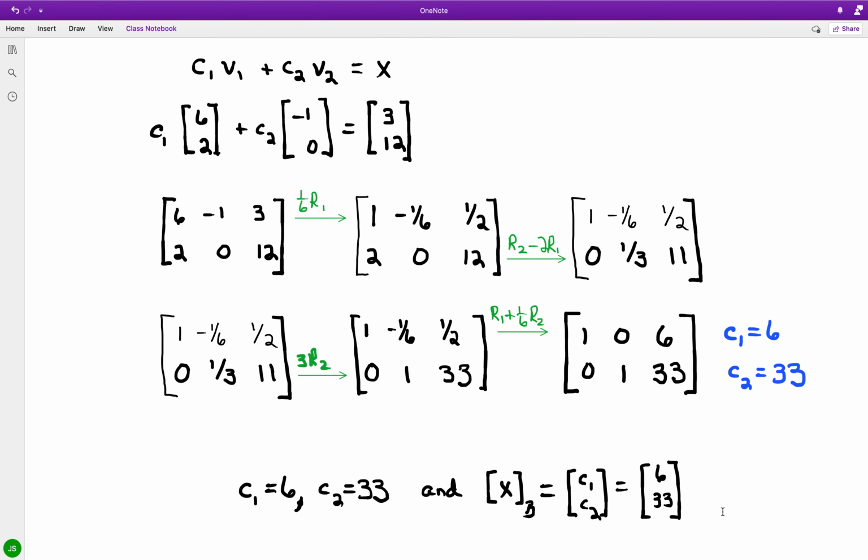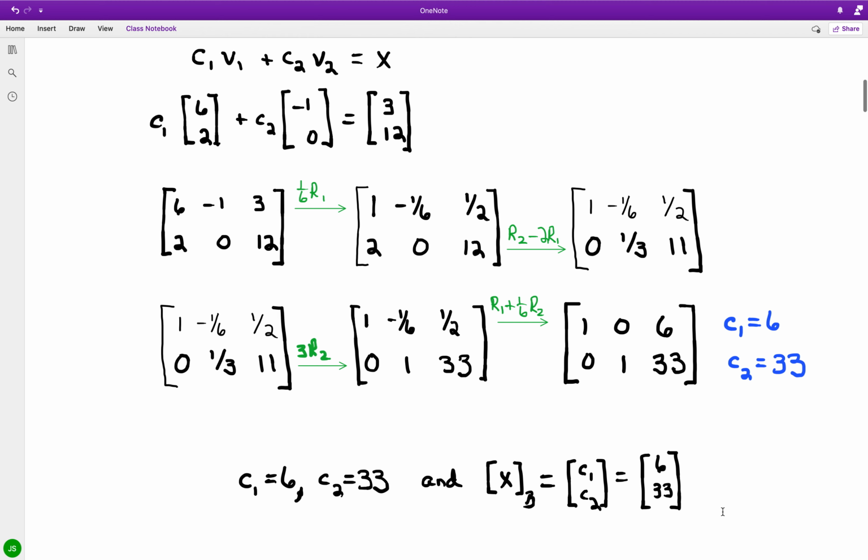And so in this particular case, we have C of 1 is equal to 6, and C of 2 is 33. And again, the coordinate vector of x relative to B is the vector where we have C of 1 at 6 and C of 2 at 33.